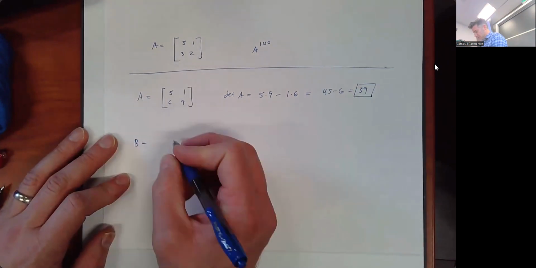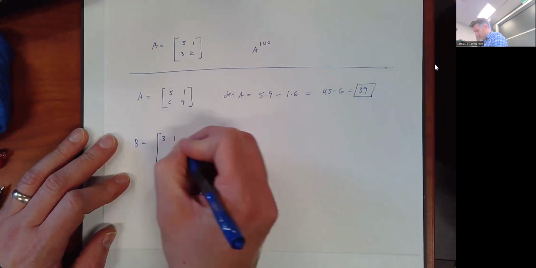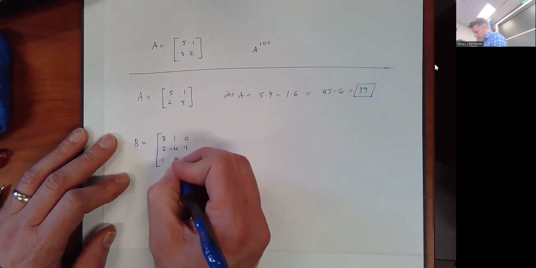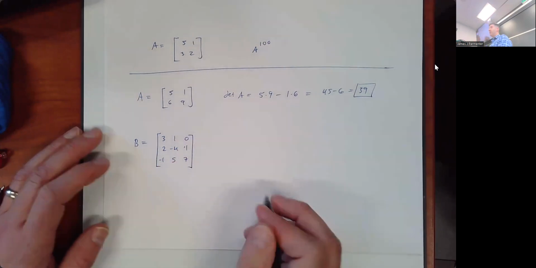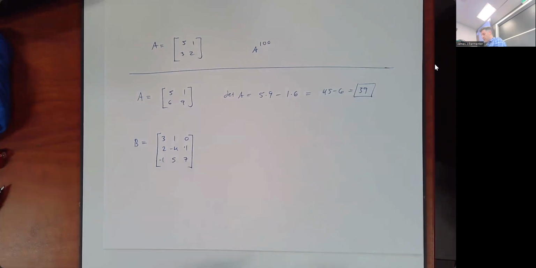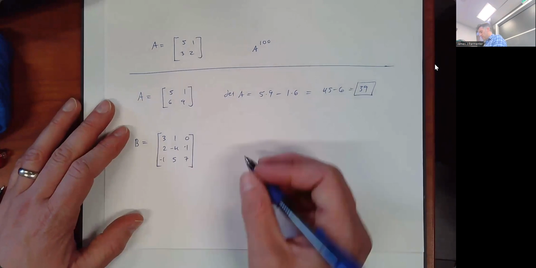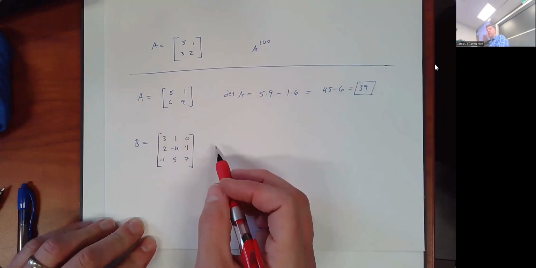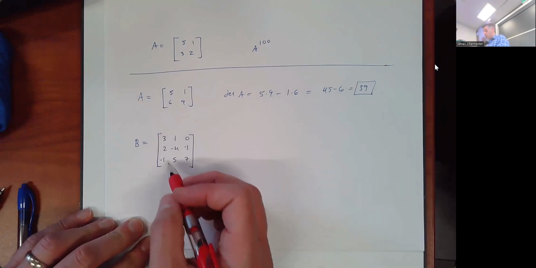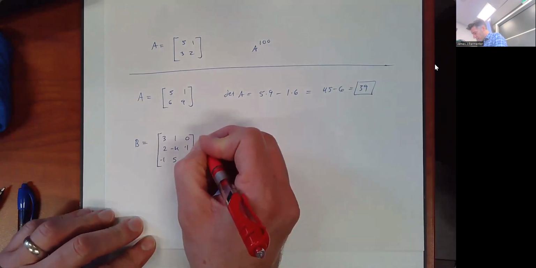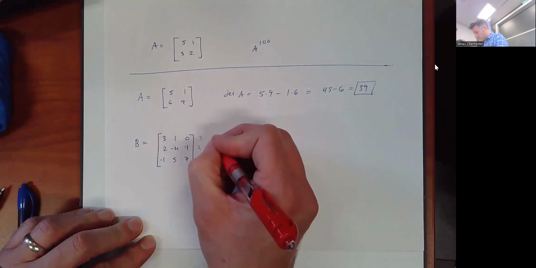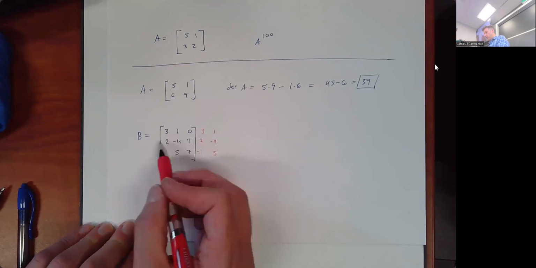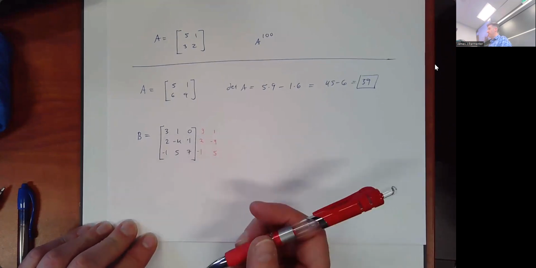Let's say we have this matrix B equal to 3, 1, 0, 2, -4, 1, -1, 5, 7, and I want to find the determinant of B. Here's what we do. You take this matrix, and to the right of it, write the first 2 columns again. So this column 3, 2, -1, and this column 1, -4, 5. This will also work if you instead write the first 2 rows below the matrix. Either way is fine. People usually write it this way.